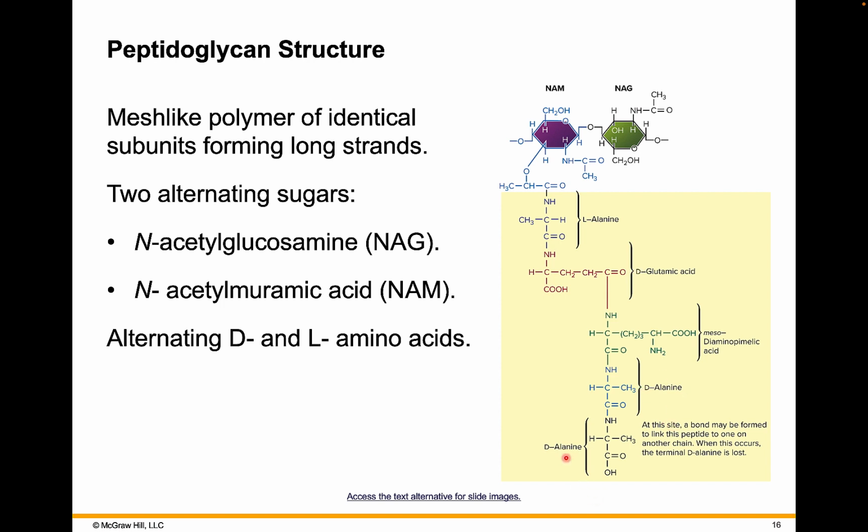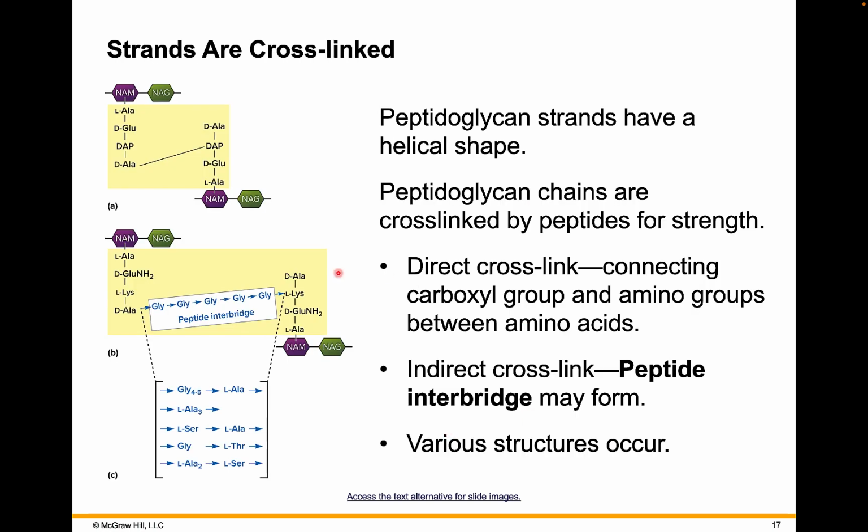If it is an L-alanine, of course. But as soon as the handedness changes from L to D, the stereochemistry doesn't allow the proteases to act upon them. And now this D-alanine at this site may form a peptide link to another chain, and then this D-alanine is lost. So we are going to see how this actually works right here.